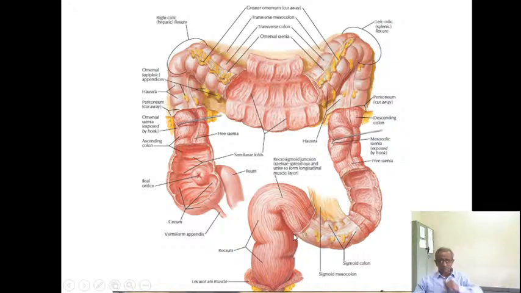Here we are showing the tinea coming together and forming bands. This is the tinea libera and tinea omentalis forming the anterior band on the rectum, whereas this tinea mesocolica is forming the posterior band on the rectum. A band of longitudinal muscle.